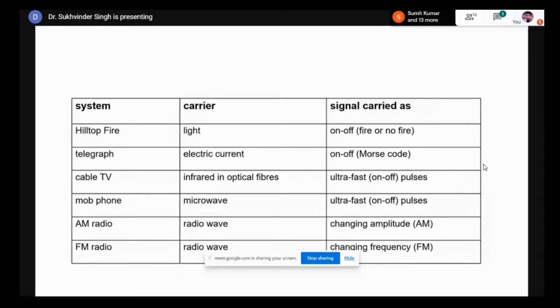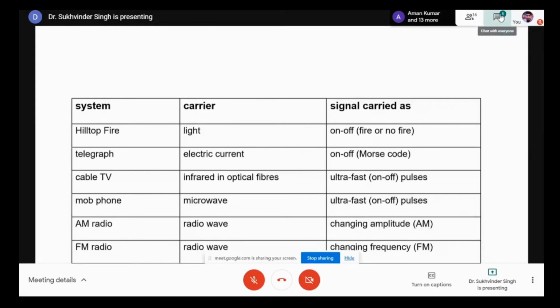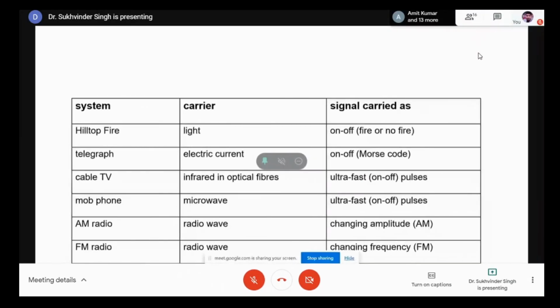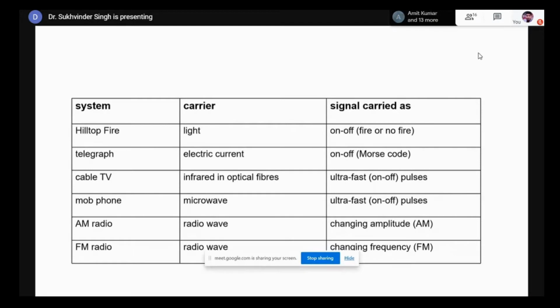You know the cable connections are through the cable wires, which are coated in 3-4 different layers. The inner layer is a conductor, then we have a plastic, and then an outer jacket, which is also a conductor, and further one more plastic is there. So the carrier is the infrared in optical fibers. What type of signal is carried? That is ultra fast on or off pulses. The pulses may be rectangular or triangular pulses.